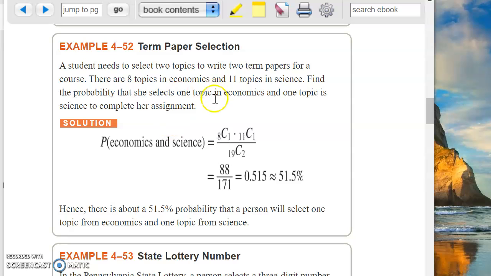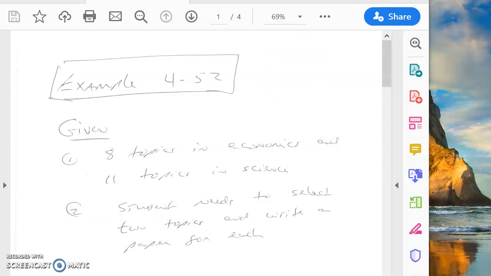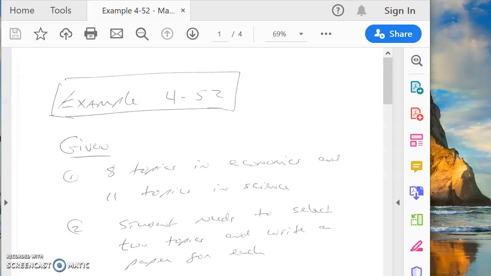All right, but let's read the problem and then we'll go to my handwritten solution. So a student needs to select 2 topics to write 2 term papers for a course. There's 8 topics in economics, 11 topics in science. Find the probability that she selects 1 topic in economics and 1 topic in science. Okay, so I agree with this part right here, and I agree with the final answer, but they deleted all the intermediate steps because they had mistakes. Okay, so let me close this. And here's my handwritten solution to this problem.